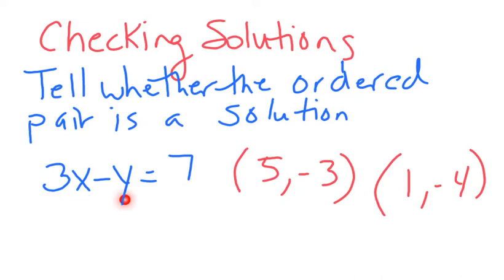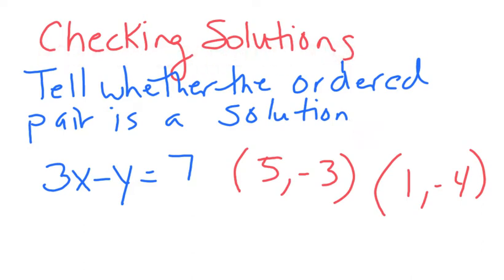This is the standard form of a linear equation. And here are two ordered pairs. One of them is a solution to this problem. One of them is not. The directions with this usually say something similar to this. Tell whether the ordered pair is a solution. So we're checking the solution.